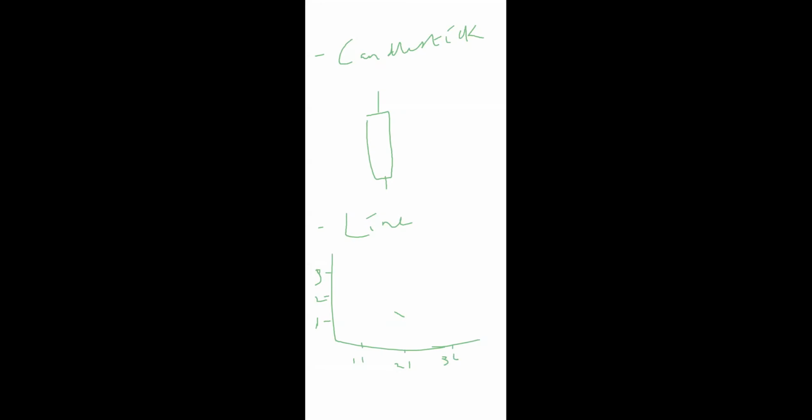This is what would be represented on a line chart. It shows that here on the 11th, the price was $3. On the 21st, price was $1, and on the 30th, not 31st, price was $2. That's what a line chart would show.